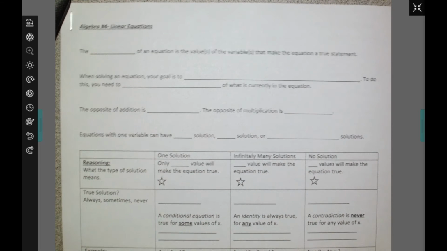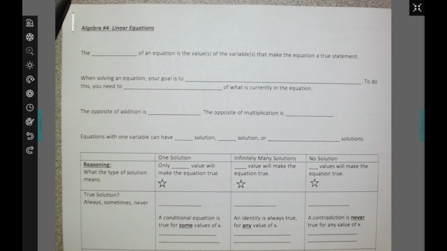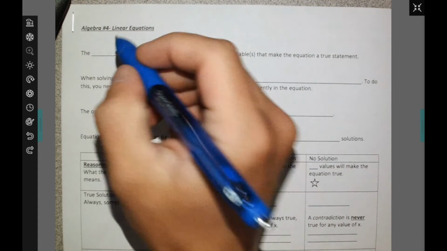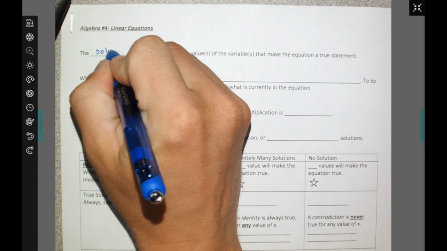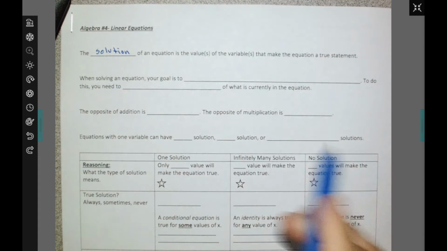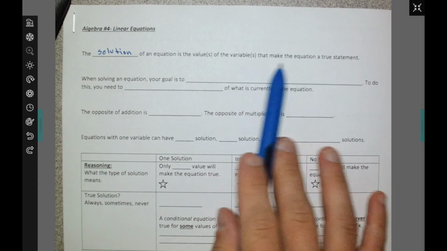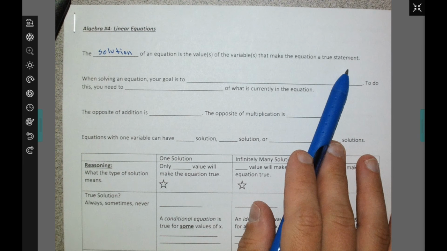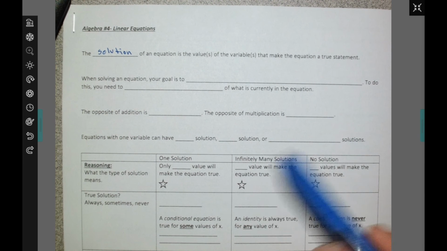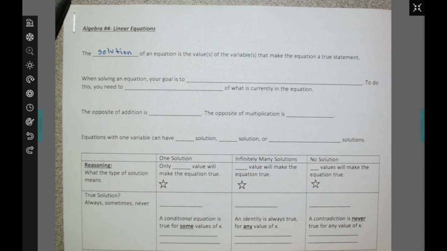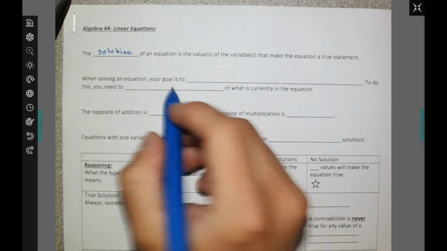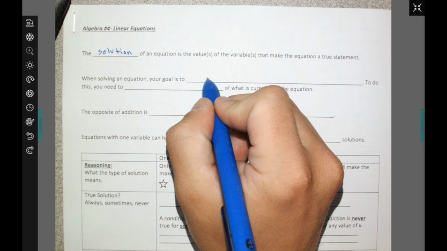All right, today we're going to review solving linear equations. So we've got a couple of vocab words to go through first. First off, the solution of an equation is the value of the variables that make the equation a true statement. So we end up with something like 2 equals 2, 4 equals 4. We just want to figure out what the variable has to equal to make the statement true. So when solving this, our goal is to get the variable by itself.